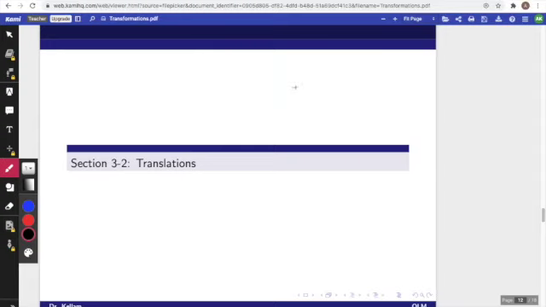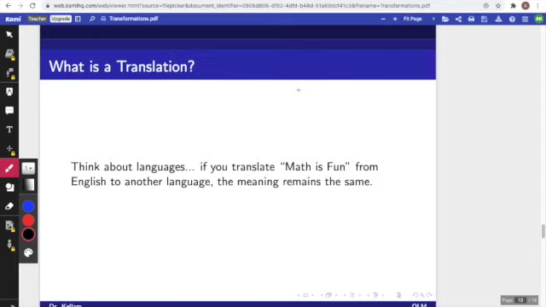This video is going to be talking about translations and how they work in geometry. So the first thing we need to figure out is what is a translation. We know this from the fact that in languages you can translate between different languages. It doesn't mean that the statement you said changes at all.